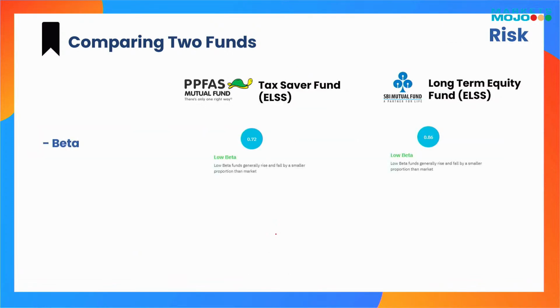But let's go to the next one, which is beta, which we just learned. How risky are the investments? If you see, the first one has 0.72, which is a low beta scheme, and the second one has 0.86. Okay, so this is preferred more because the beta is lower at 0.72, whereas this is 0.86.